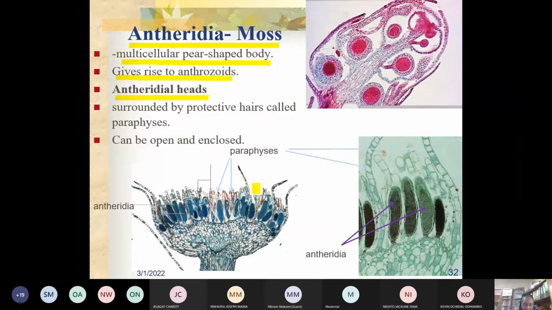So this is the antheridial head, and inside this head are very, very many antheridia. So each of these are the antheridia. And the antheridia are interspaced by paraphyses. These are just hair-like structures that grow in between. Their function is really to support and to cushion the antheridia. You can see they are pear-shaped structures.